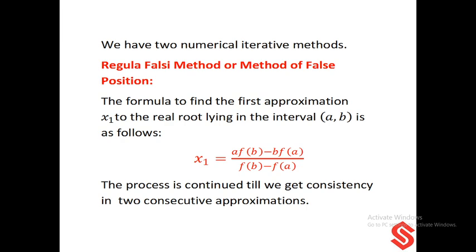So of course we have two numerical methods. First one is Regula-Falsi method, or the method of false position. The formula to find the first approximation x1 to the real root lying in the interval a comma b is as follows. x1 is equal to a into f of b minus b into f of a divided by f of b minus f of a, and this process will be continued till we get any two consecutive approximations almost same.